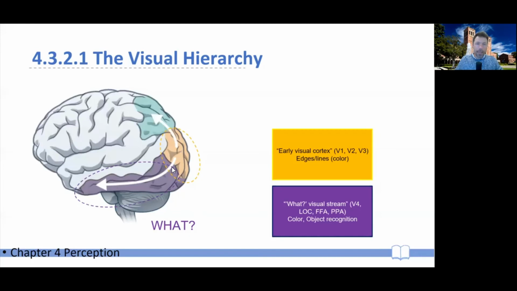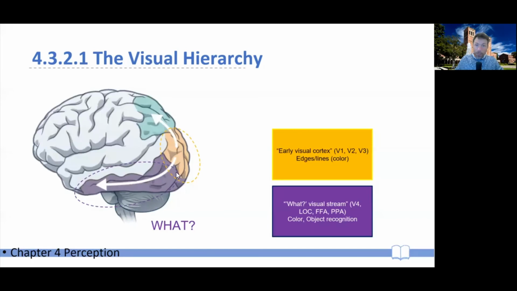You might hear different areas in here referred to as V4, a color center, the LOC, the lateral occipital complex, the FFA, the fusiform face area, and we're going to talk about some of these. But again, information from early visual cortex progresses down the so-called what stream, and here the neurons respond to the identity, either to features such as color or the identity of what you're looking at.